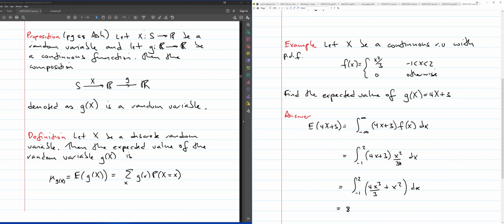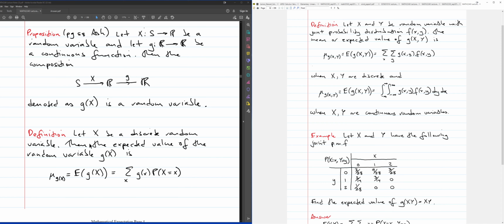Then this is just normal integration. You multiply it out to get 4x cubed on 3 plus x squared, and you integrate between -1 and 2 to get the expected value of 4x plus 3, which is 8. So in the case of a single discrete random variable x, if we have a function g of x, this is our formula for calculating the expected value of g of x. Notice you're summing over all possible values of the random variable x.